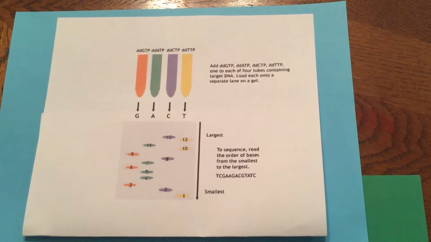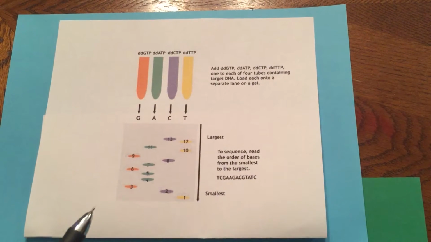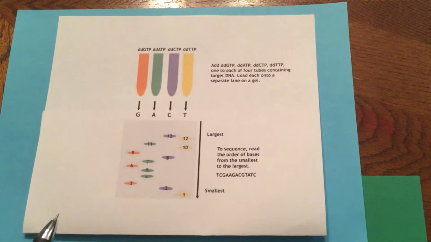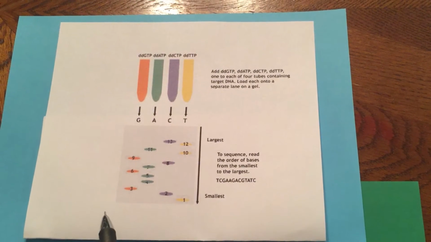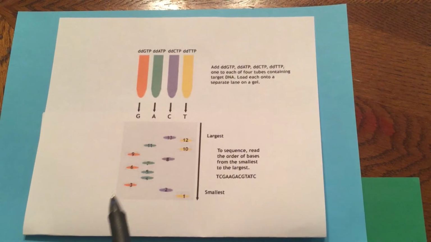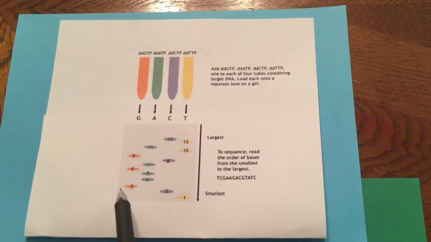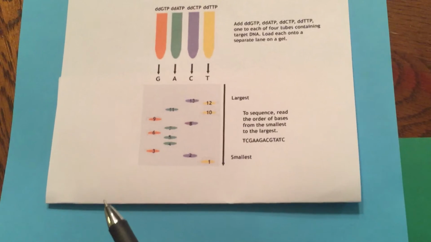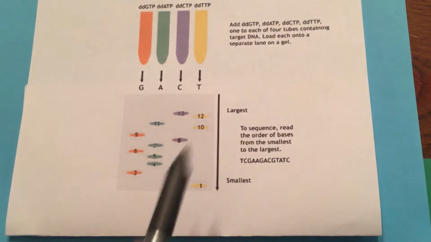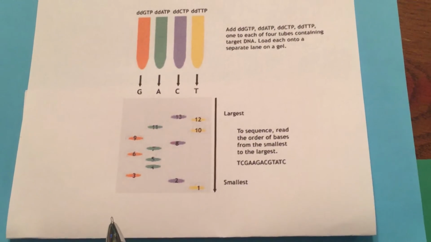And the dideoxynucleotides also have a fluorescent tag on the ends, so whenever you do gel electrophoresis, the color lights up as these dashes. So whenever you look at your results later, you can see the order that they go in.